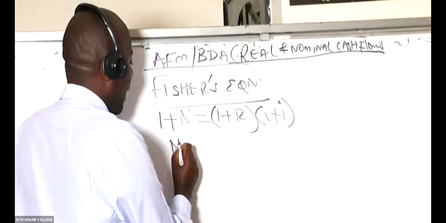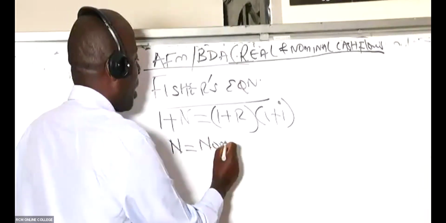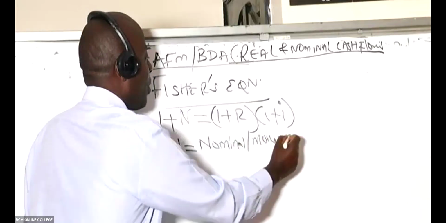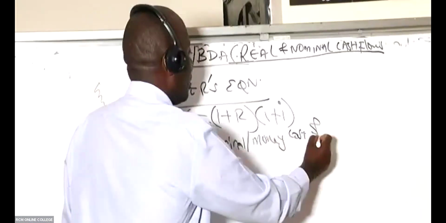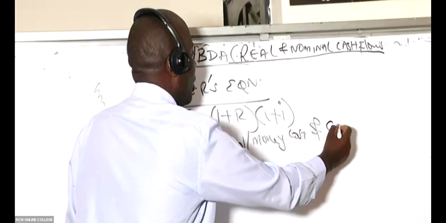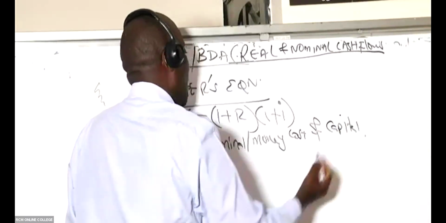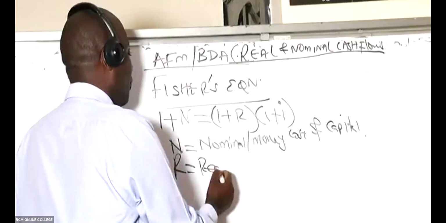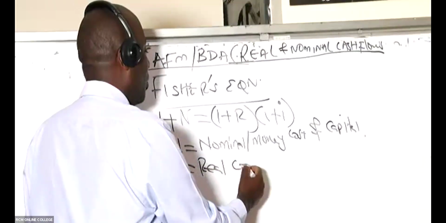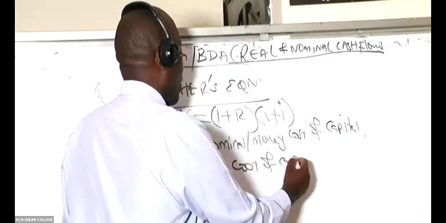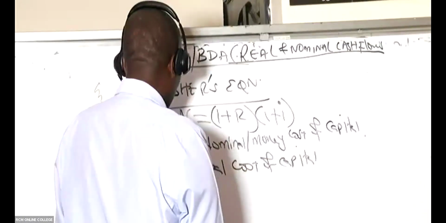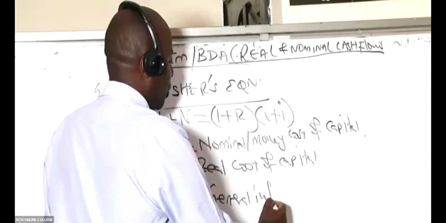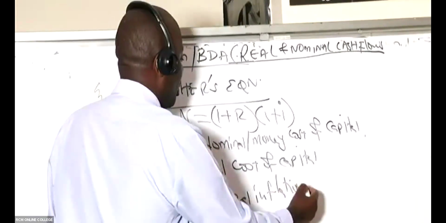So this N stands for nominal or money cost of capital. This R stands in this case for real cost of capital. We have this I standing for what we call general inflation.